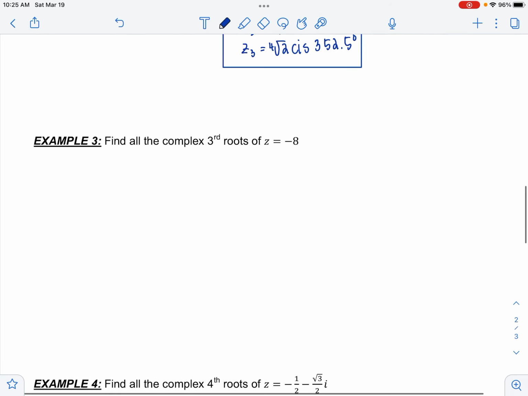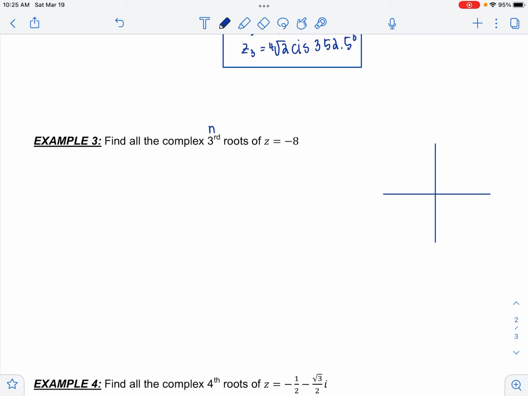All right, so let's move on to the next one here. So this is find the complex third root where z is equal to -8. Once again, -8 is not in polar form, so we want to get r and theta. We have n already, so let's get r and theta. So I'm going to do a sketch. I'll do it off to this right here.